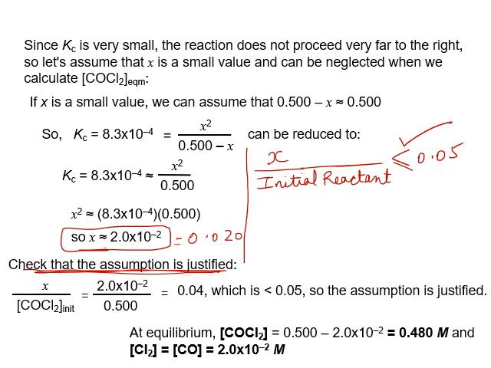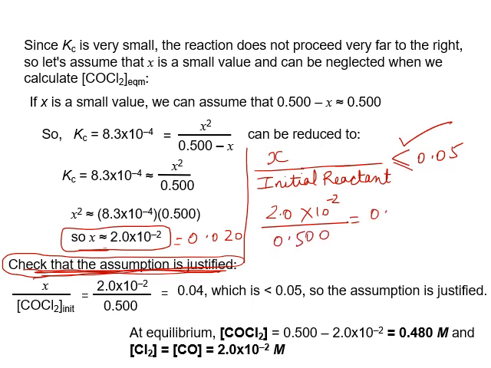So every time you have a question where you're making an assumption, please make sure you include this step. Once you get your value of x, make sure your assumption is justified. Can you actually use that assumption or not? How would we do this? Take your value of x. For me, it is 2.0 times 10 raised to the power minus 2. Divide by the initial concentration. What was the initial concentration of CoCl2 given to me? It was 0.500. I divide it and my value comes out to be 0.04, which is less than 0.05.